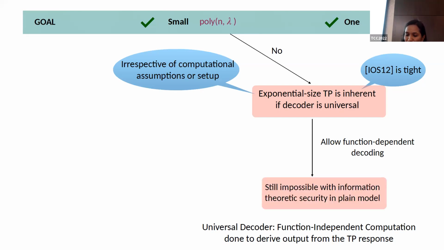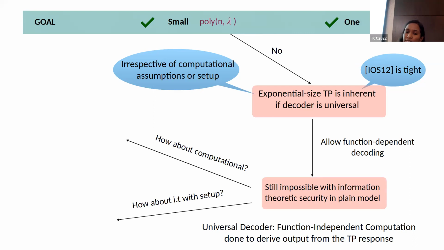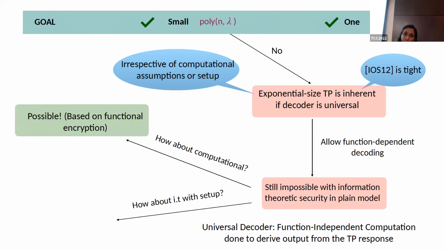But here we got another negative result, which showed that you cannot get information theoretic security in the plain model. So this means that we have to either switch to the computational setting, or we could consider the information theoretic setting with setup. In the computational setting, we finally had a positive result in which we showed that you can get full security by making just a single call to a small TP. And this is a very simple construction based on functional encryption. This other direction is still open. So we still don't know what happens in the information theoretic setting with setup. For the rest of the talk, I will just elaborate on the positive result based on functional encryption.